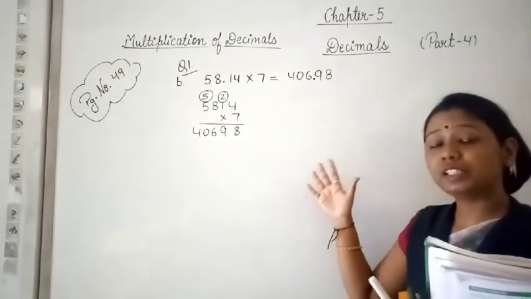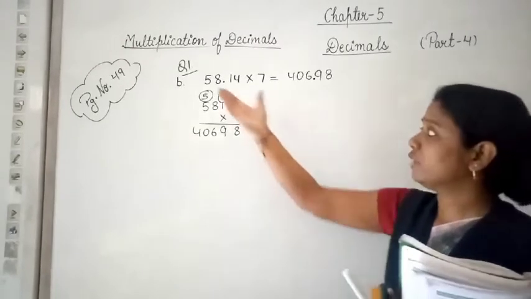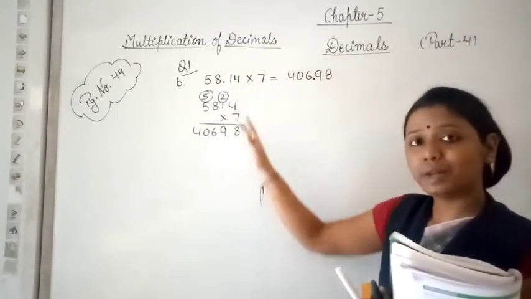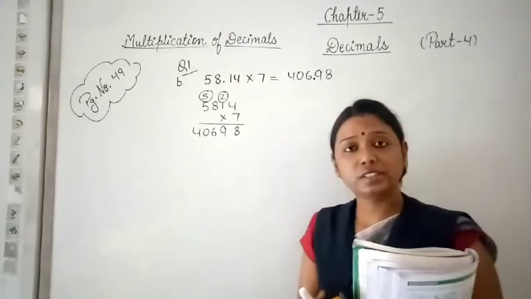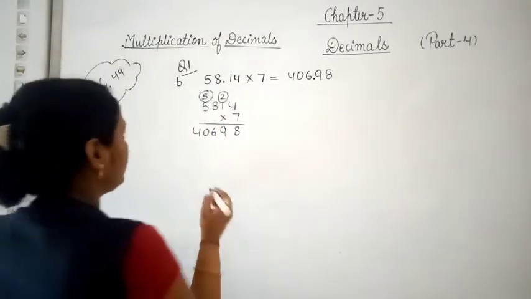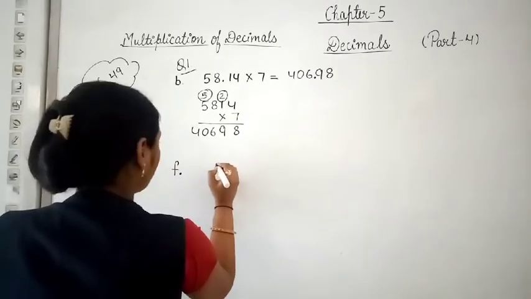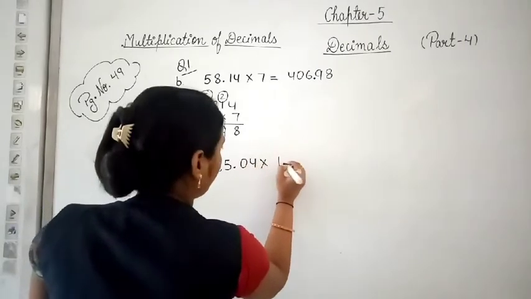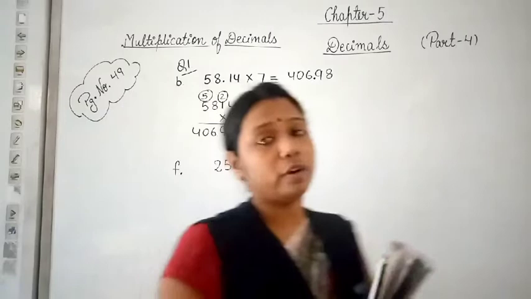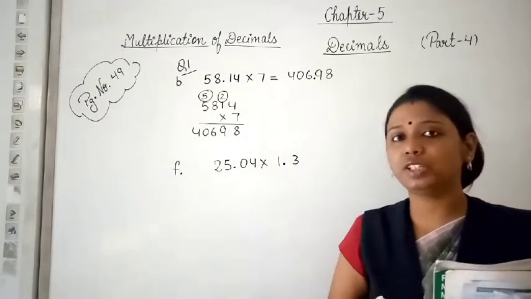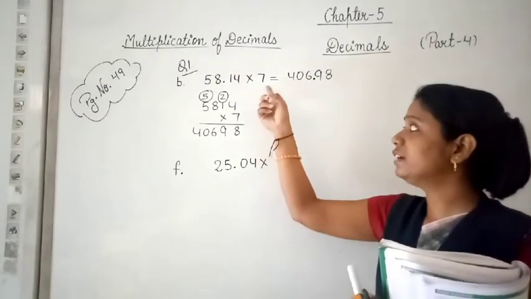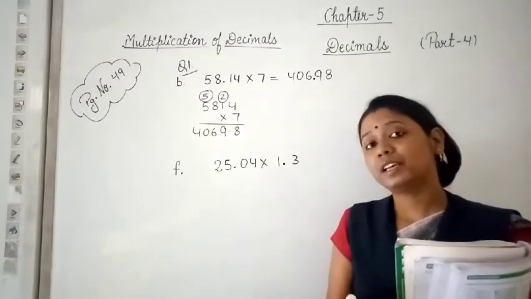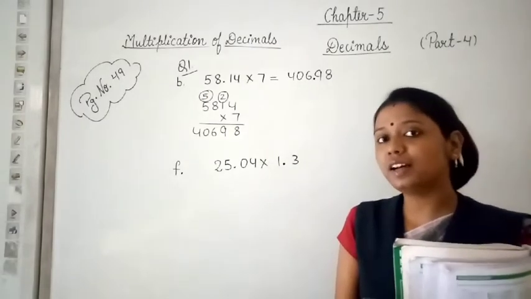Okay, and this process will remain the same, whatever the digits are. If you are multiplying a decimal number by a counting number, this method will be followed. Okay, now let us see one more question. Here I am taking F part of it. So the F part is 25.04 multiplied by 1.3. Okay, now what is the difference? Can you see any difference in these two questions? Yes, you are correct. Here the multiplier wasn't a decimal number, but here the multiplier is also a decimal number. Yes, this is the difference.